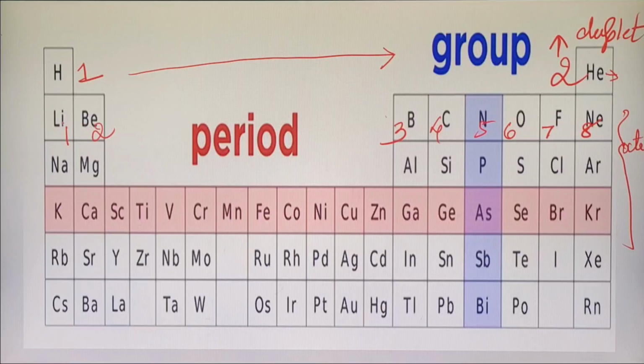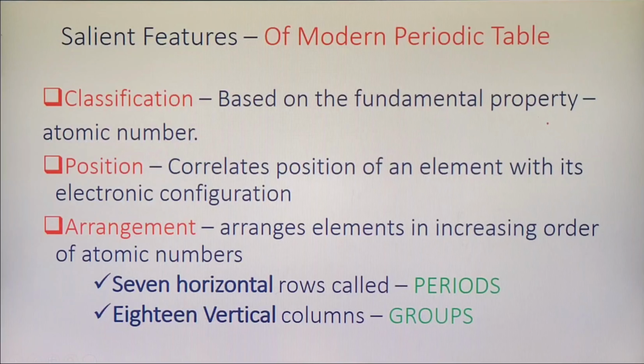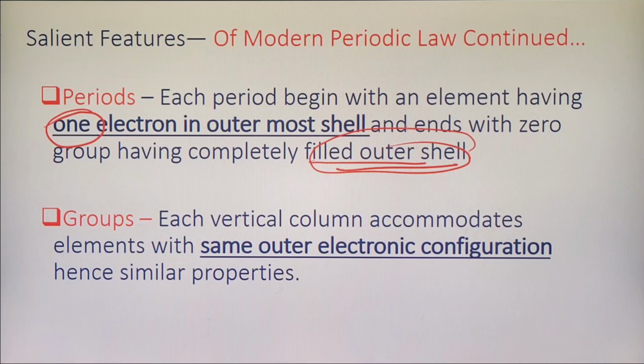So is this statement correct? Every element in the period, and when I say period, it means the horizontal line, starts with one electron and ends with an octet. So I hope this statement is clear to you. Each period begins with an element which is having one electron in the outermost shell, but by the time it ends, it will have either a duplet completed in it or it will have an octet completed in it.